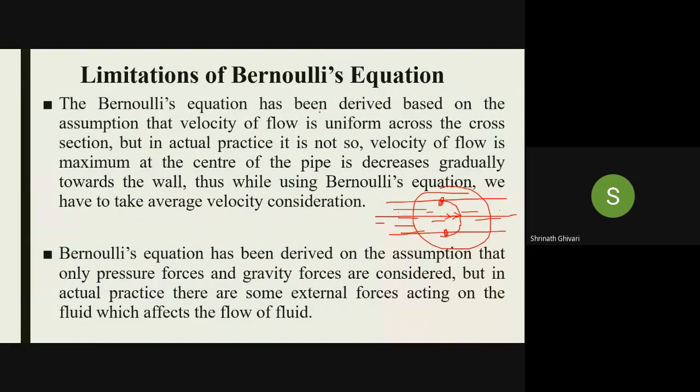The Bernoulli equation has been derived based on the assumption that velocity of flow is uniform and steady across the cross section. But in actual practice it is not so, because velocity of flow is maximum at the center of the pipe and it decreases gradually towards the wall. While using Bernoulli's equation, we have to take the average velocity into consideration. This is one limitation.